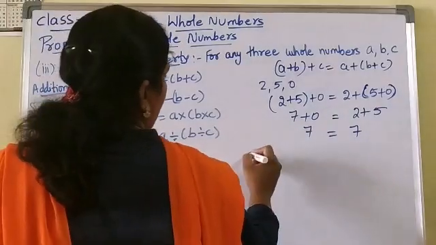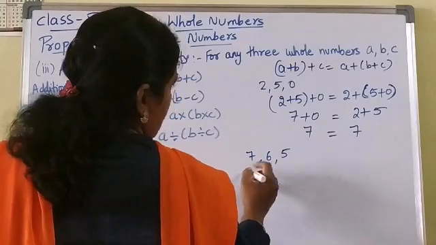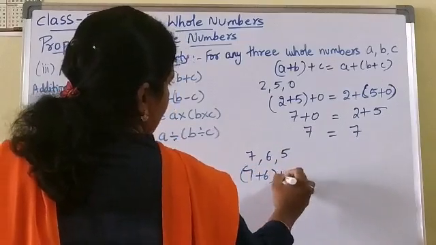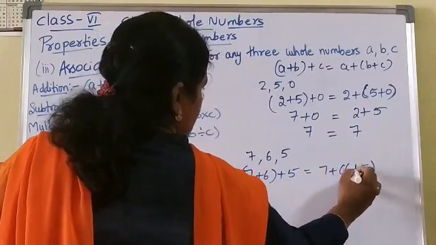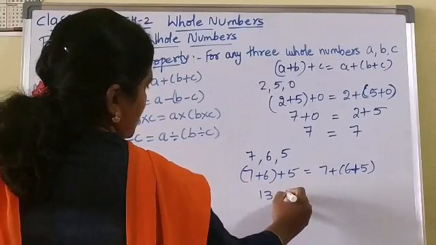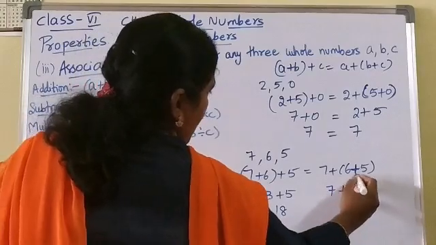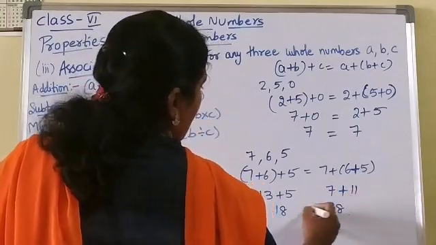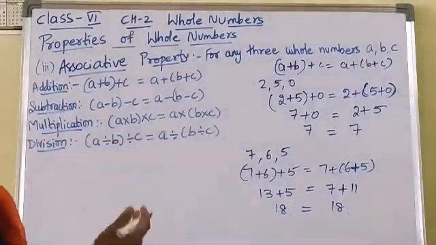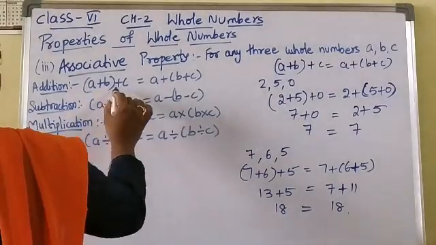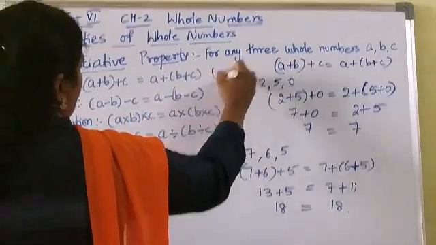We can take another example like 7, 6, 5. So (7 plus 6) plus 5 equals 7 plus (6 plus 5). 7 plus 6 is 13. 13 plus 5 is 18. Coming to the other side, 7 I am writing as it is. 6 plus 5 is 11. So 7 plus 11 is 18. You are getting the same answer. So whenever you take 3 whole numbers and add them in any grouping, you will get the same. So (A plus B) plus C equals A plus (B plus C). So the associative property is satisfied under addition.